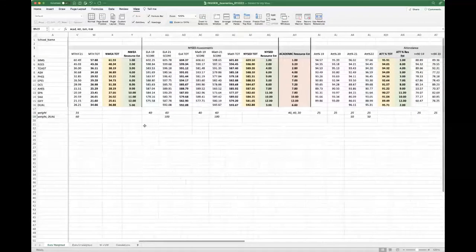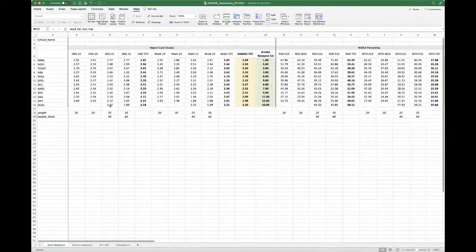Okay. It's just because the data available for the duals was different. We'll get to it, but I have school years 21 and 22 entered for the duals, not 19 and 20. So I couldn't do the same weighting. I had to do something comparable, just having 2 years of data. That makes sense.